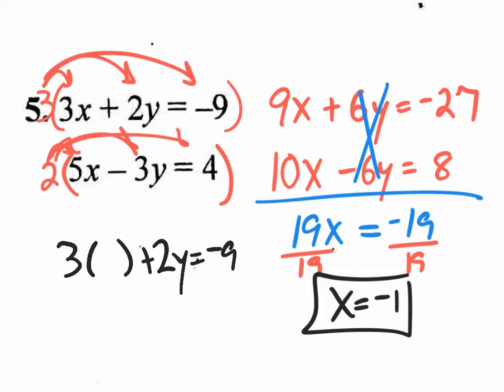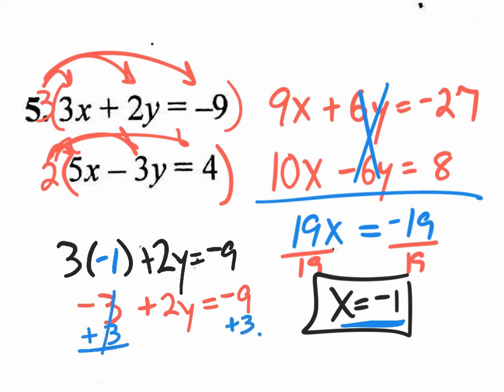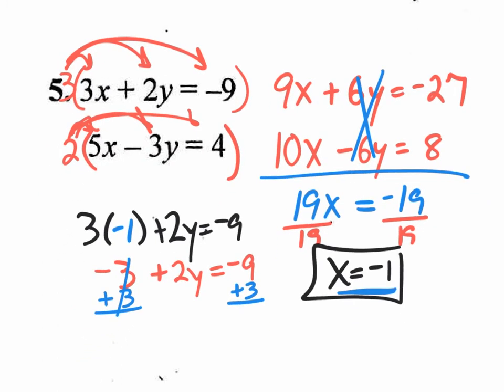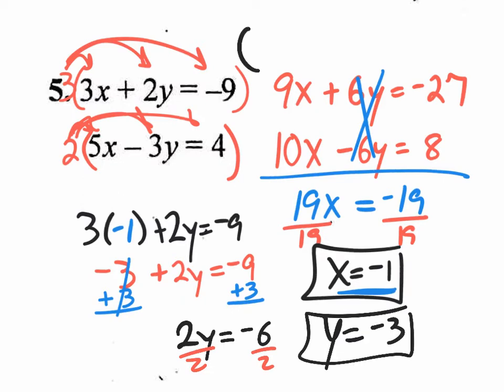Inside of those parentheses, I'm going to plug in the x value of negative 1. Then I'm going to solve it. 3 times negative 1 is negative 3 plus 2y equals negative 9. To get rid of the negative 3, I'm going to do the opposite, which is plus 3. What I do to one side, I do to the other. I end up with, let me rewrite it, 2y equals negative 6. Final step would be to divide by 2. My answer is y equals negative 3. So as an ordered pair, negative 1 comma negative 3.